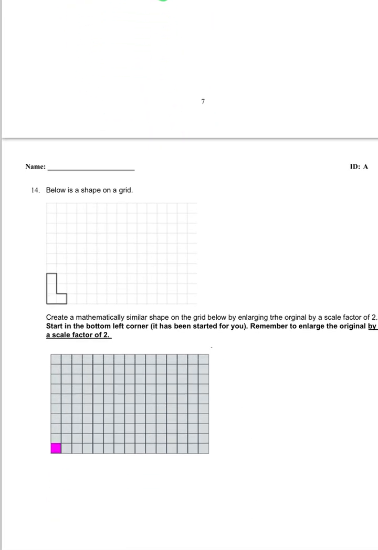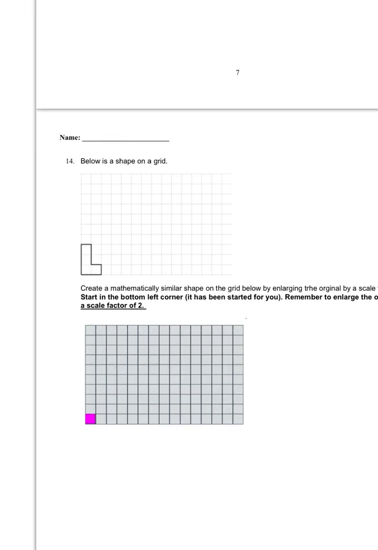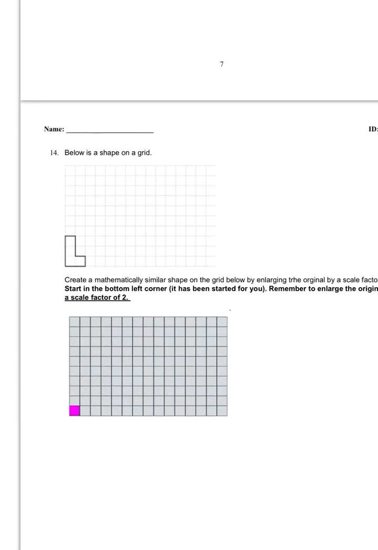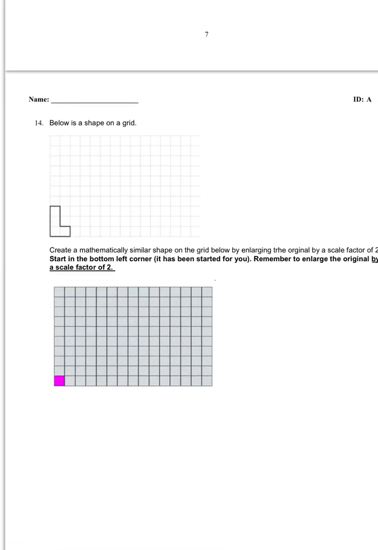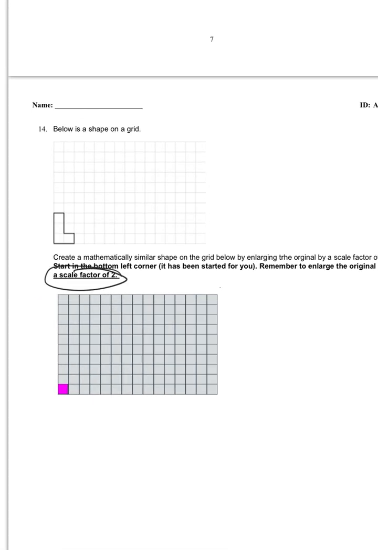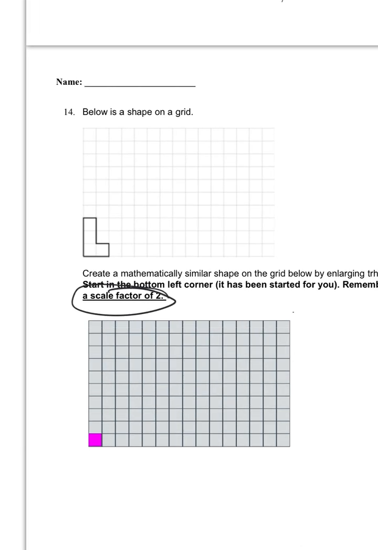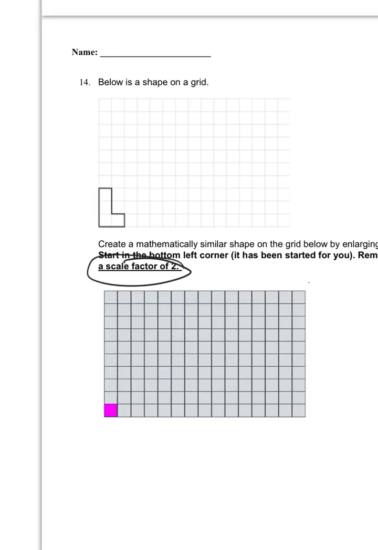All right, question number 14. It is asking me that I have the shape below on a grid, and I want to take this shape and scale it by a factor of 2. So I want to take my original shape and get bigger by a scale factor of 2. The first thing I'm going to do is label all of my sides. So I have a height of 3, width of 1, height of 2, width of 1, 1, and 2. When you are taking your shape and you're going bigger or smaller, all of your sides are going to be multiplied by the same number.